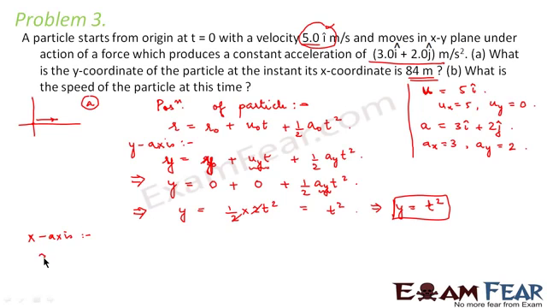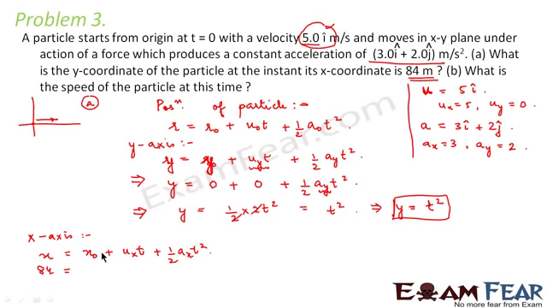So along x-axis, it would be x is equal to x naught plus uxt plus half ax t square. Right? Now here, what is x? X should be 84 meters. That is given in the question. So x should be 84.